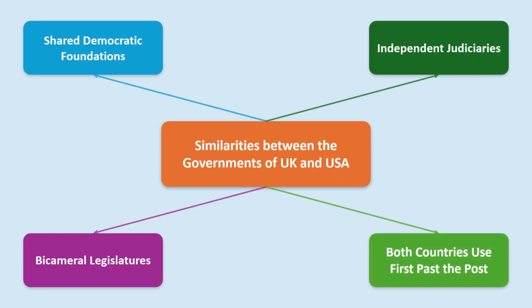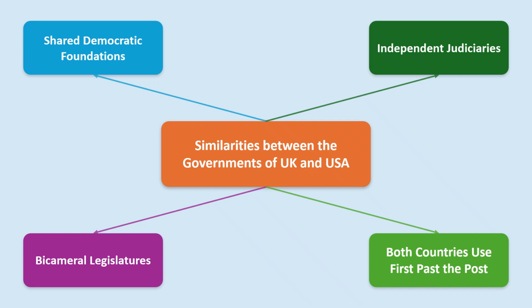There are certain similarities between the governments of UK and USA. Shared democratic foundations. Both the United Kingdom and the United States are founded on the principle of popular sovereignty, where the governmental authority is derived from the consent of the governed. So citizens in both nations participate in regular, free and fair elections to choose their representatives.